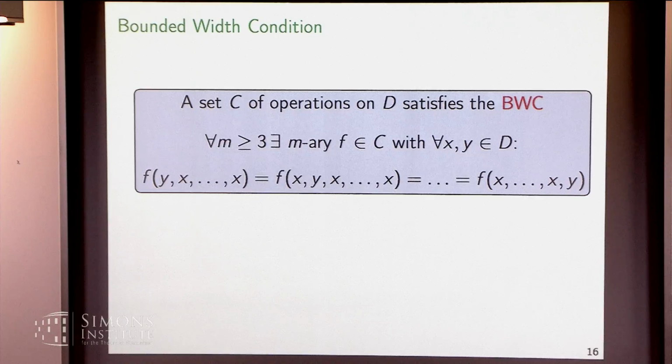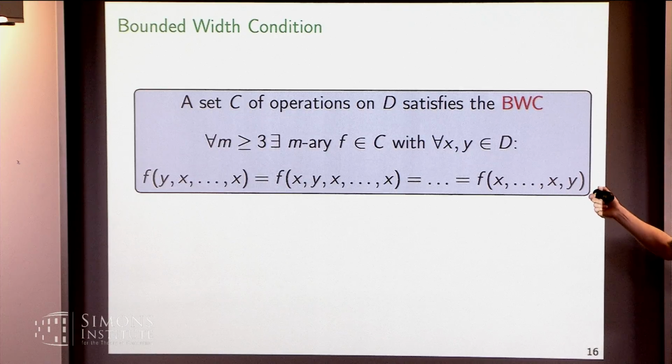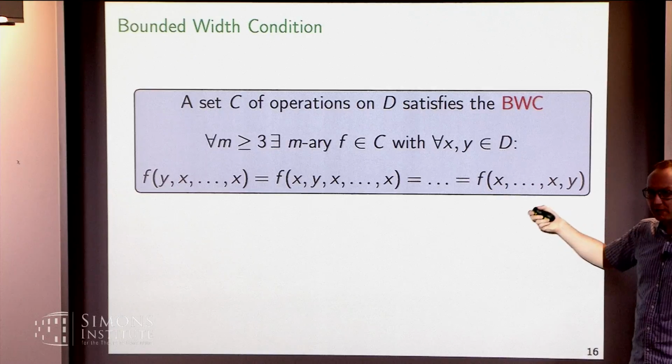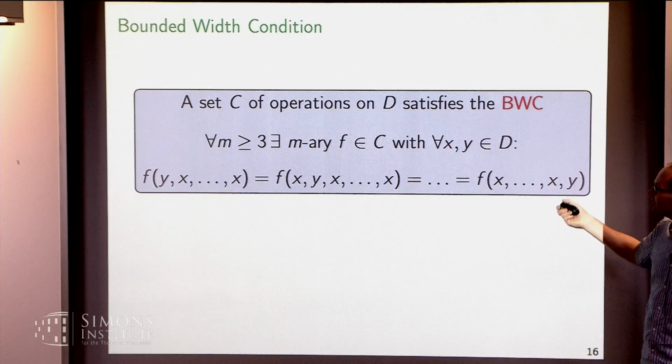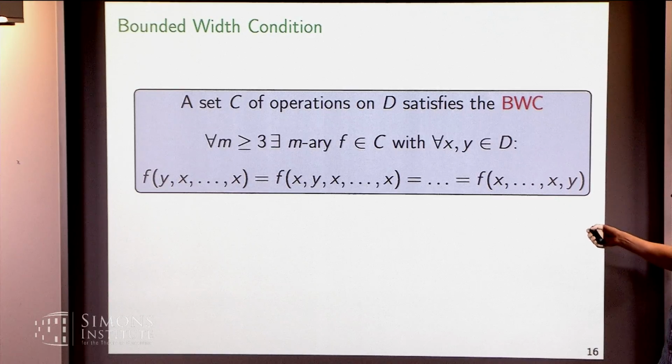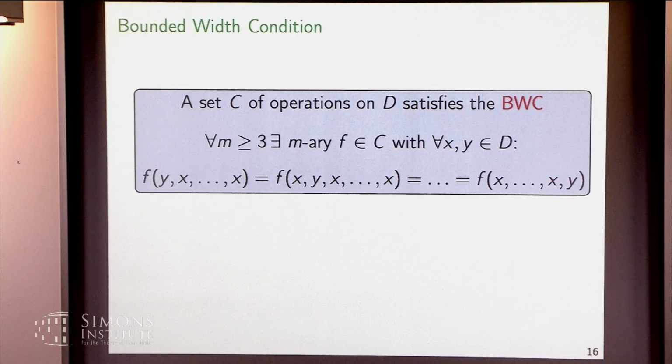Now, a bounded width condition, which you've heard about in the morning. If you have a set of operations C on domain D, then we say that this set satisfies the bounded width condition, BWC, if for every m at least 3, there's an m-ary operation in this set that satisfies this weak near-unanimity property. So if all the arguments but one are the same, then the answer stays the same. This is an example of an identity.